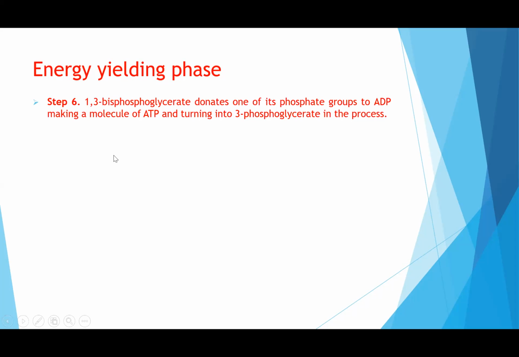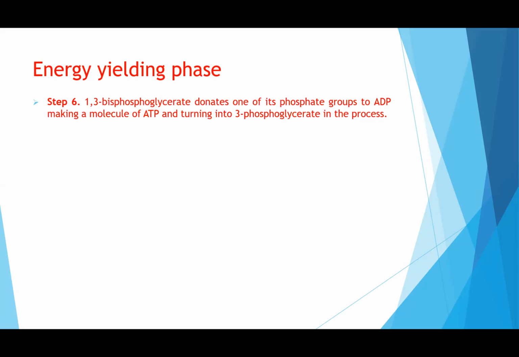Step 6. Now 1,3 bisphosphoglycerate donates one of its phosphate groups to ADP, making a molecule of ATP and turning into 3-phosphoglycerate in the process. So congratulations, we got the first ATP molecule here.